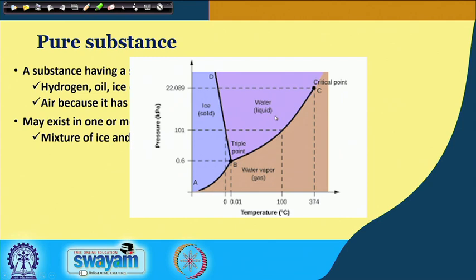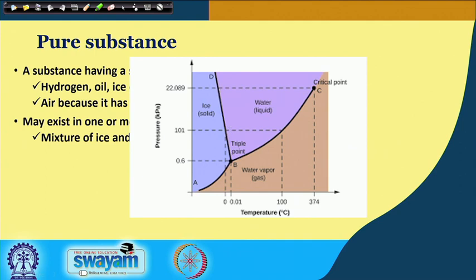For example, between the liquid and the vapor we have the condensation line, between the liquid and the solid we have the solidification line, and similarly between the solid and the vapor we have the sublimation line. So, all these lines are nothing but the phase transition lines.